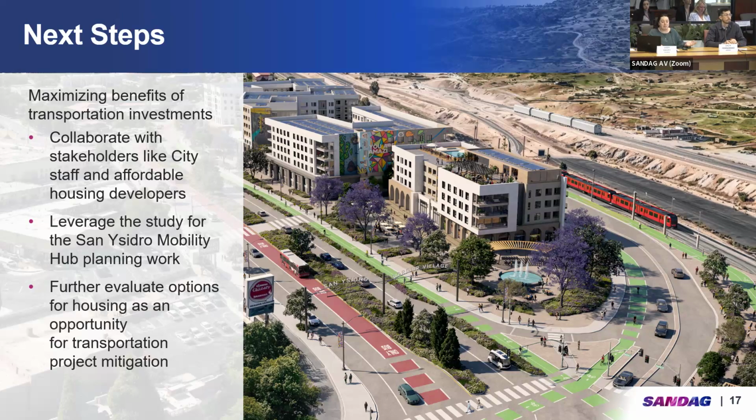leveraging the study for the San Ysidro Mobility Hub, and further evaluating options for housing as an opportunity for transportation project mitigation, as well as exploring innovative project delivery models and financing mechanisms at the federal, state, and local level. So really what that means is how can we build transportation projects and utilize or leverage different funding sources to build more housing options at the same time.